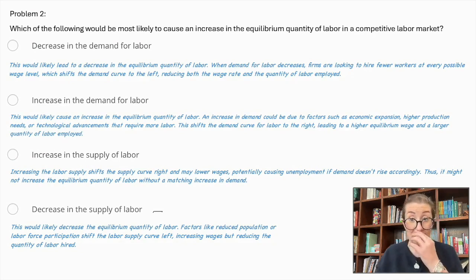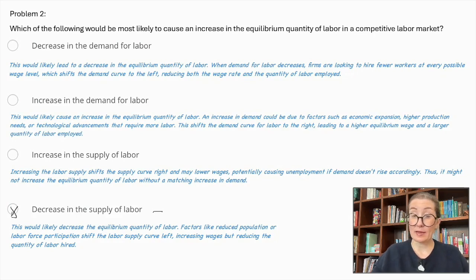A decrease in labor supply might occur due to factors like reduced population or labor force participation. This shifts the supply curve to the left, increasing wages but decreasing the quantity of labor that firms hire. So we can cross that out.